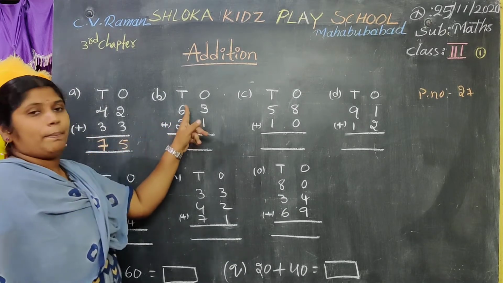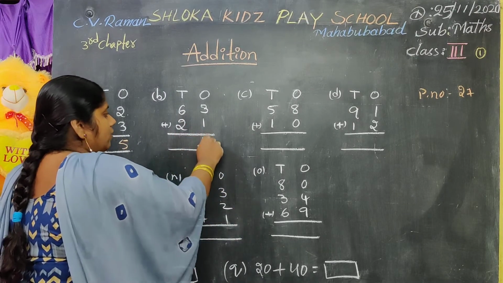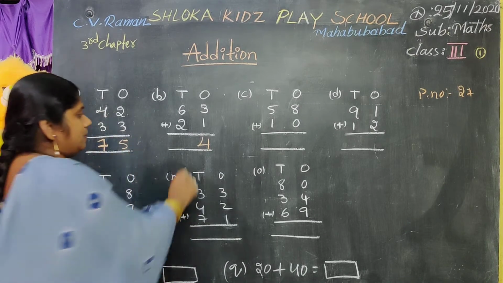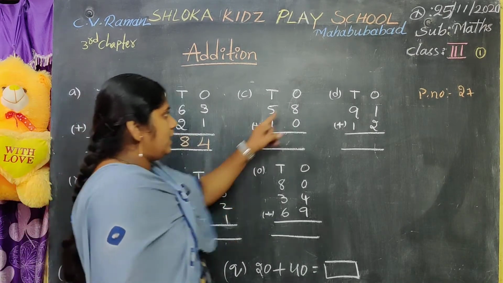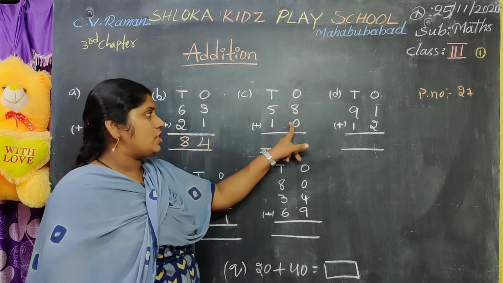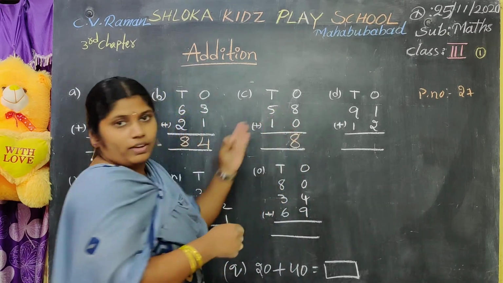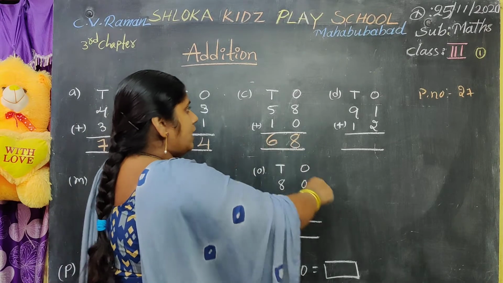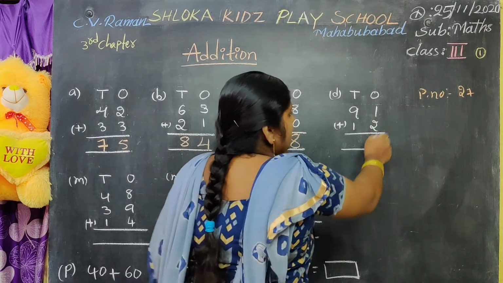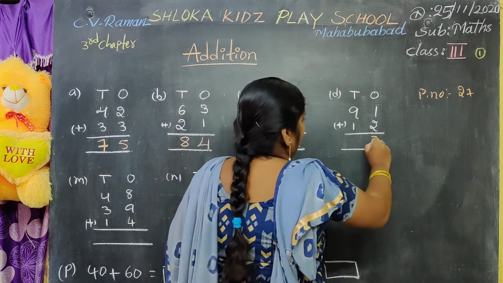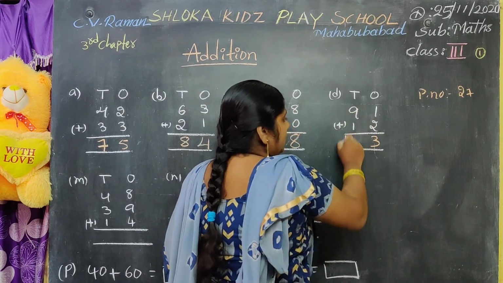75. Here, 3 plus 1. How much? 4. 6 plus 2: 6, after that count 2: 7, 8. Next, 8 plus 0. If you are adding 0 to any number, the same value will come. 8. 5 plus 1, how much? 6. Very easy, no? Next, 1 plus 2: 1, after that count 2: 2, 3. 9 plus 1: 9, after that count 1: 10.